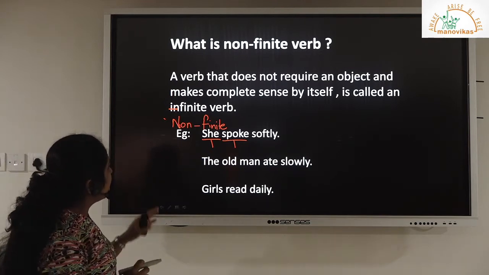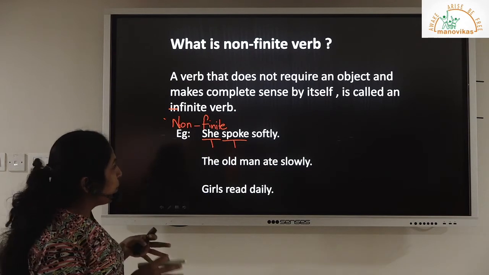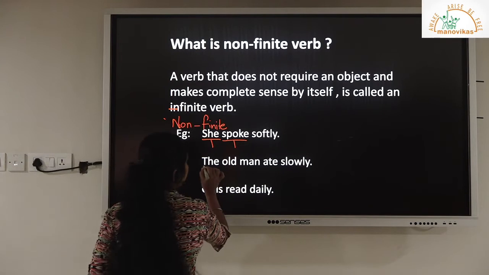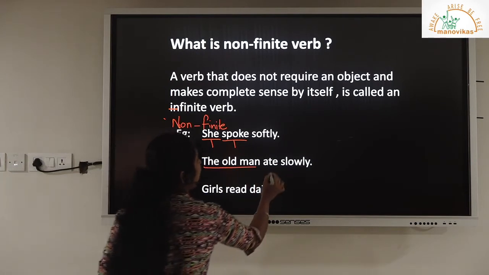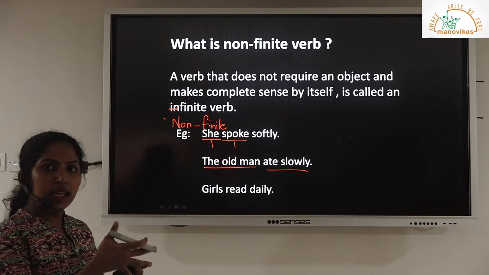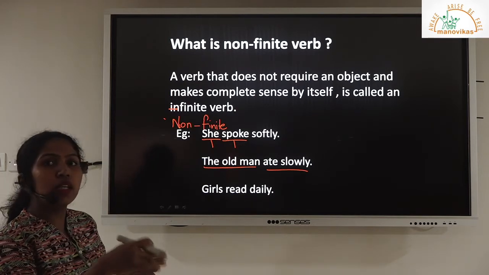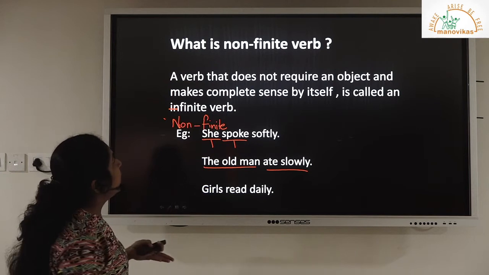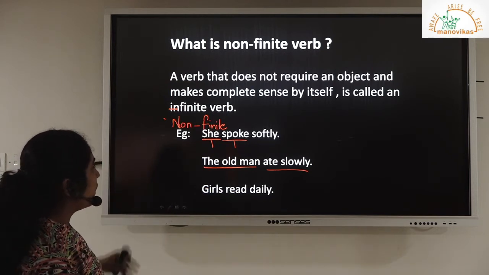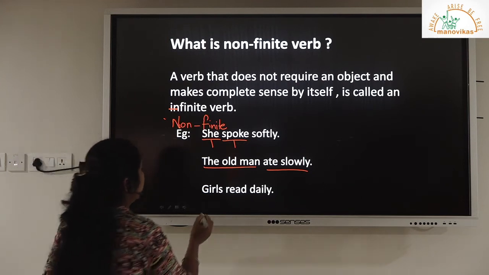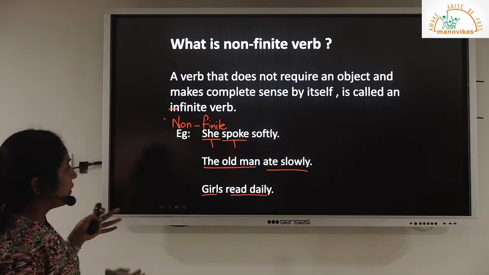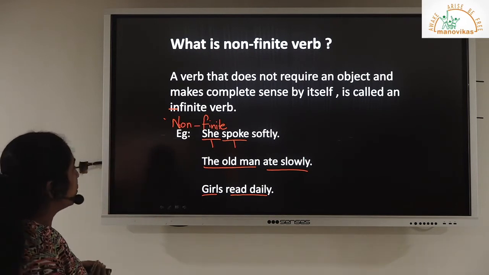In the second example, the old man ate slowly. We know who ate. The old man ate slowly. So we have the subject and we have the verb, and we do not need an object. Hence we can term it a non-finite verb. Same with the third example: girls read daily. We have the subject, we have the verb.